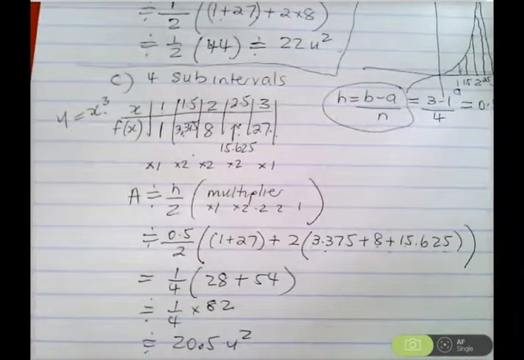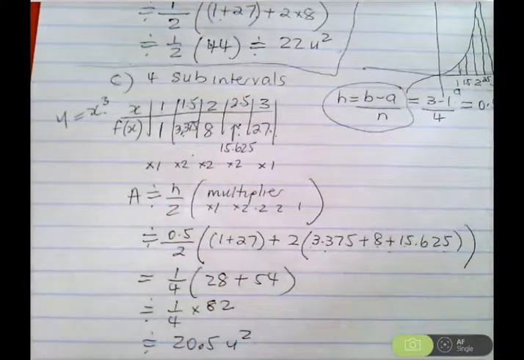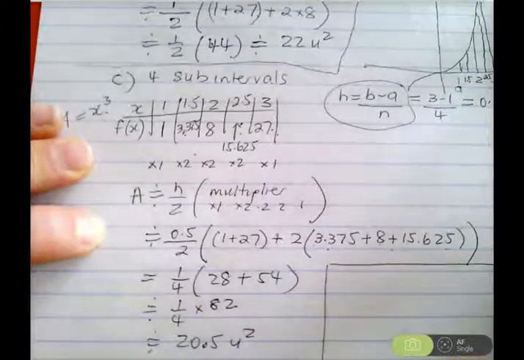Not 4 function values. 4 subintervals needs 5 function values because 1 trapezia has 2 values. 2 trapezia needs 3 values. There's always 1 extra value for the number of trapezia. Do you get the idea? All right, now let's work out the actual integral.